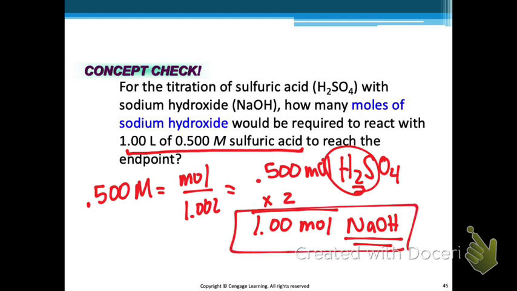Are we seeing that relationship okay? Sometimes it's counterintuitive, right? We see the 2, we think 2, but we've got to make sure that we're thinking about how much is going in and what needs to be used to neutralize.